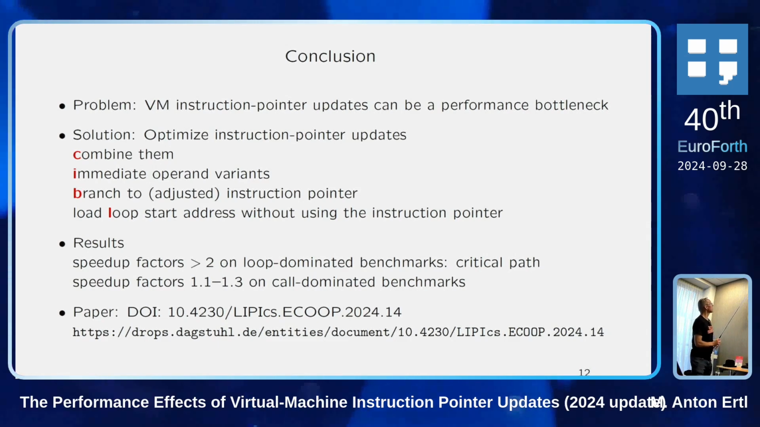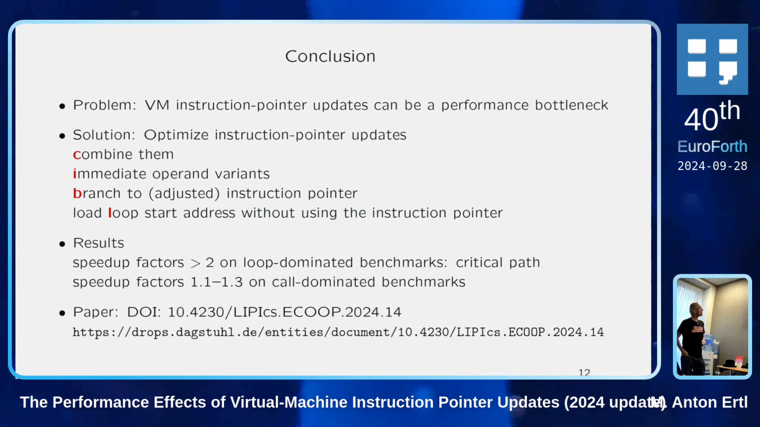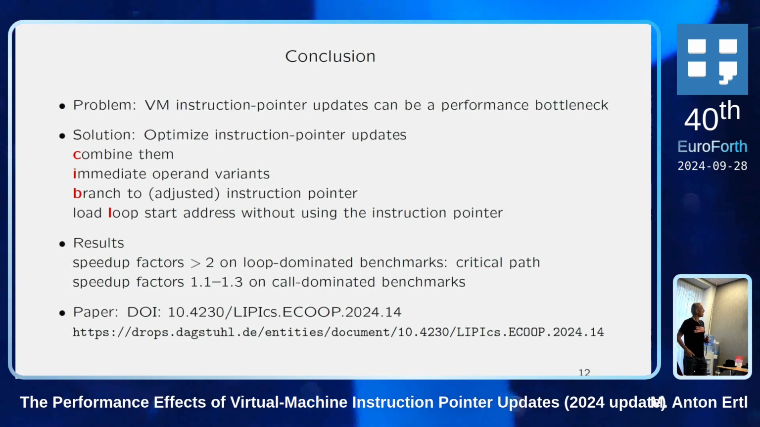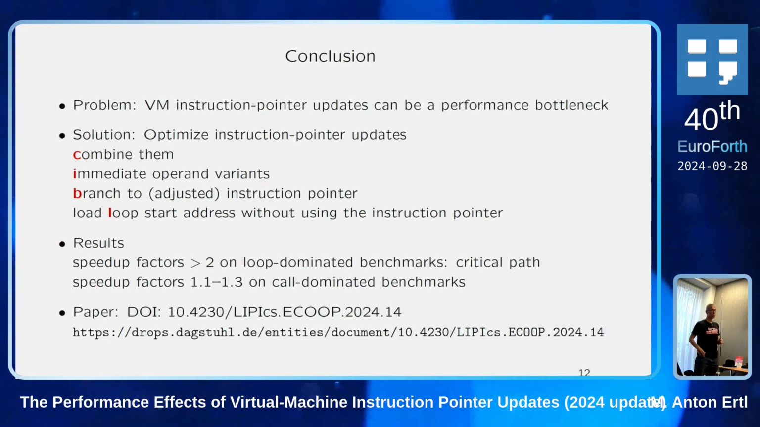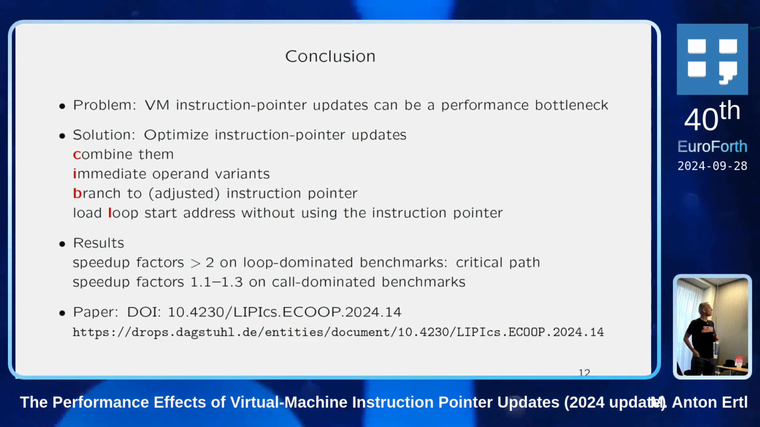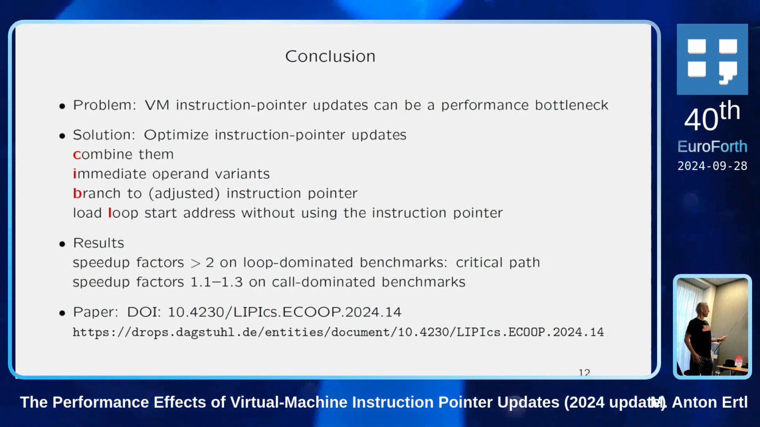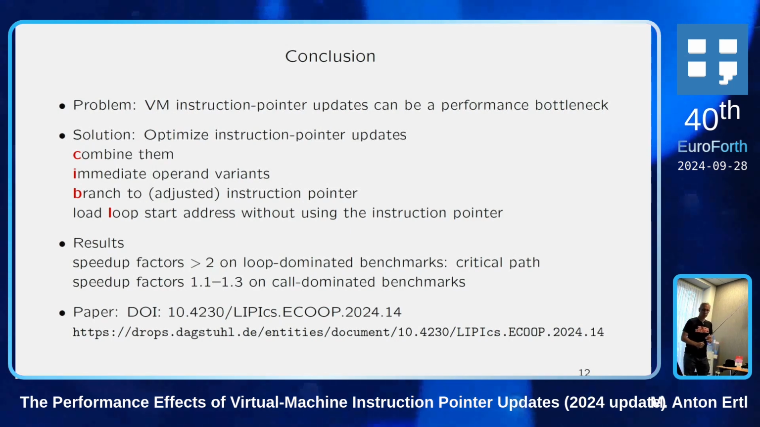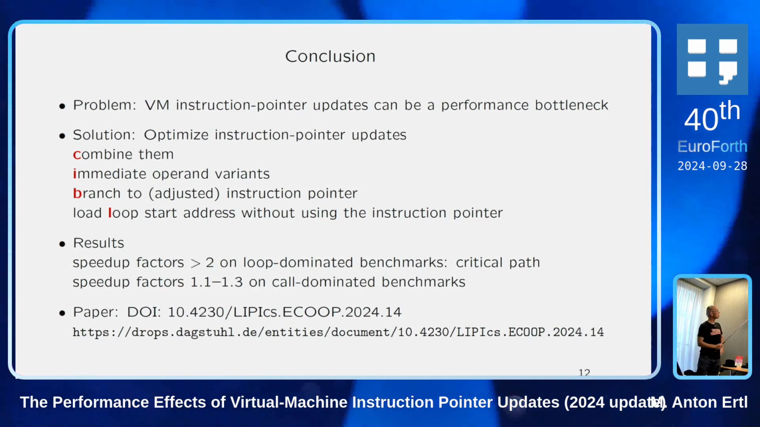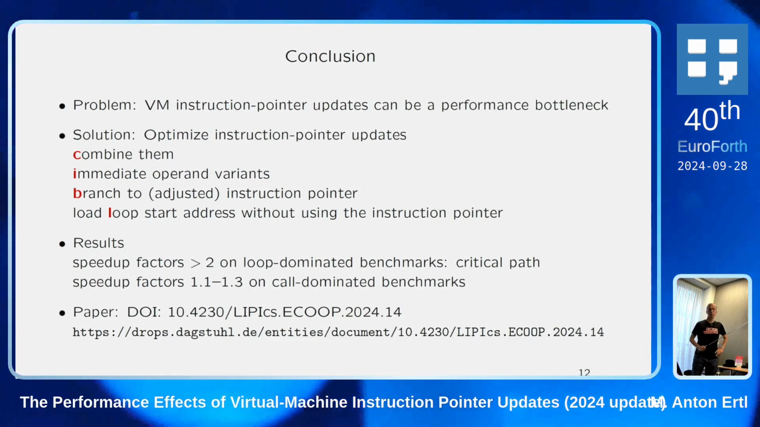So, conclusion, virtual machine instruction pointer updates can be a performance bottleneck, and we can optimize these updates by combining them, and we can increase the effectiveness of this C optimization by having multiple immediate operand variants of the virtual machine instructions. And we can also optimize the branches to branch to the adjusted instruction pointer and eliminate the long latency of the load in this way. And another option is to cut the dependencies in loops by loading the loop start address without using the virtual machine instruction pointer.